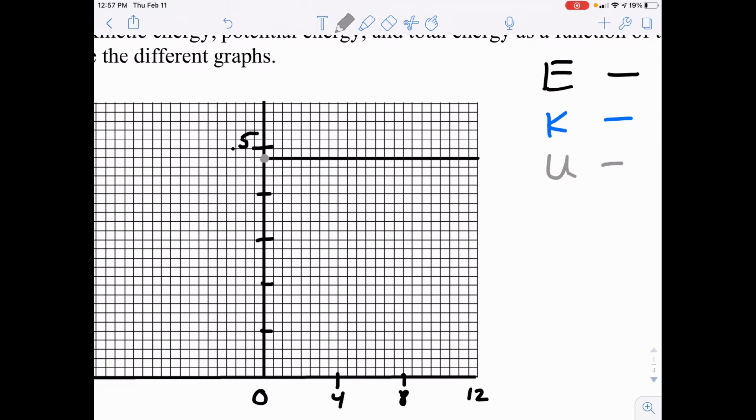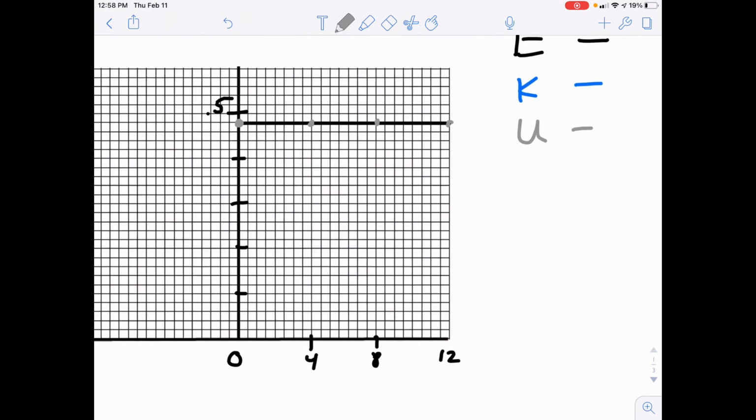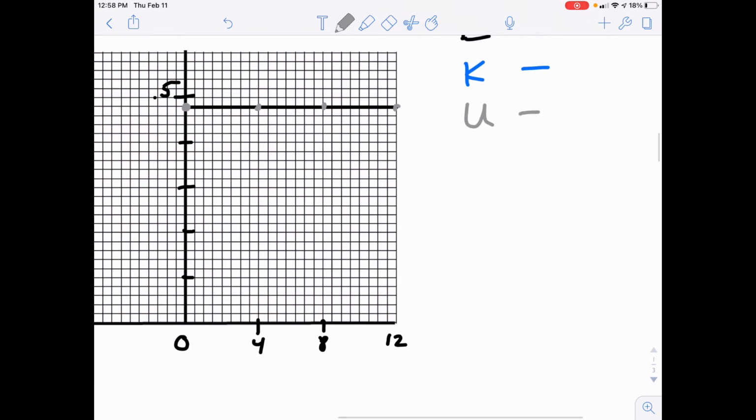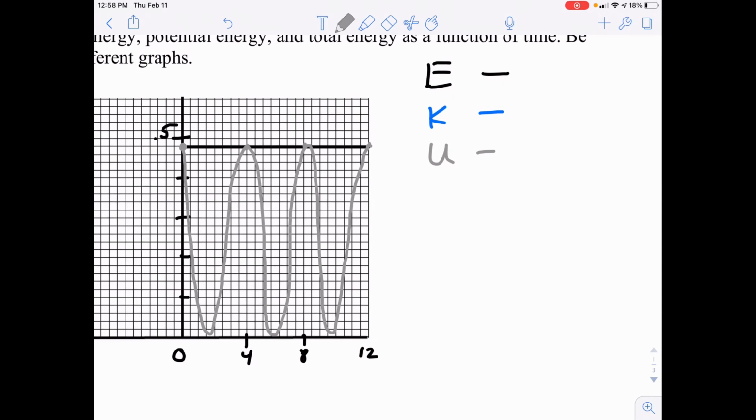I'm going to go to 4 seconds. I'm going to make a dot here. I'm going to go to 8 seconds and make another dot, and another dot. And all I have to do is create the wave that goes up and down and repeats every time it gets to one of those dots. So I've done 3 consecutive cycles.